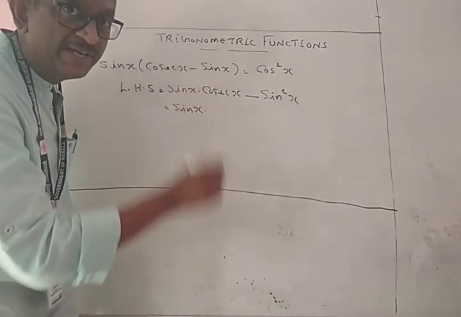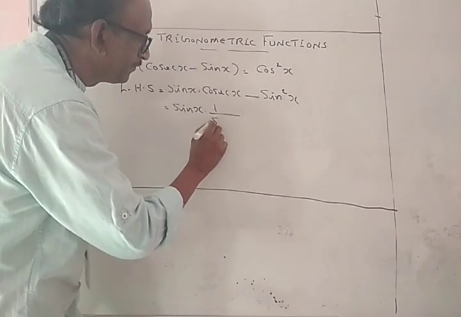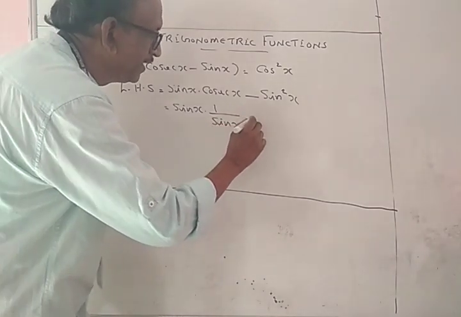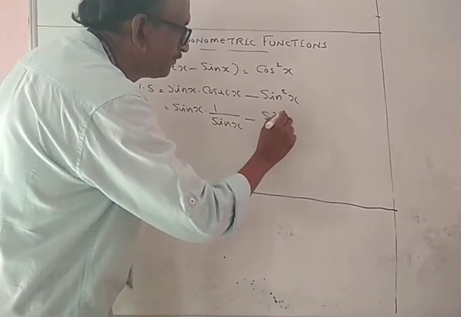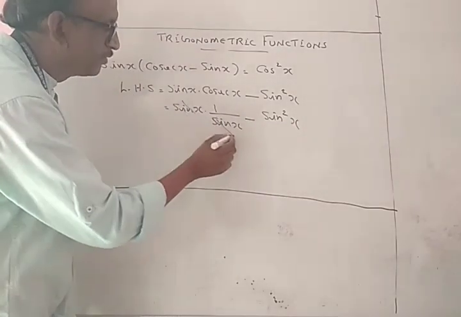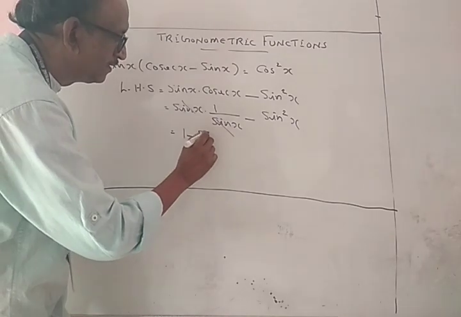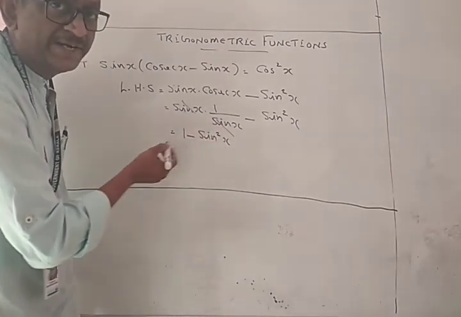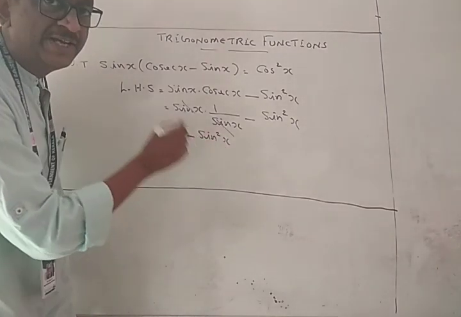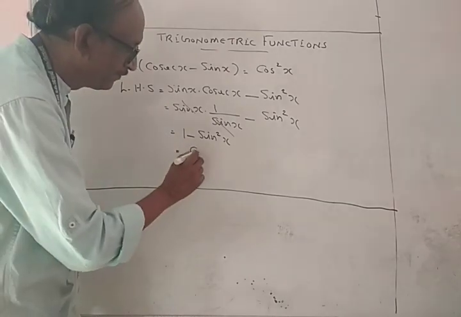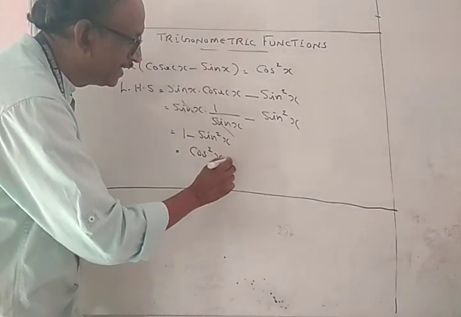Cosec x is 1 by sin x, reciprocal of sin x. Cosec x is 1 by sin x, minus sin squared x. Sin x got cancelled. Answer 1 minus sin squared x. This is the first identity. 1 minus sin squared x is cos squared x. This is the right hand side.